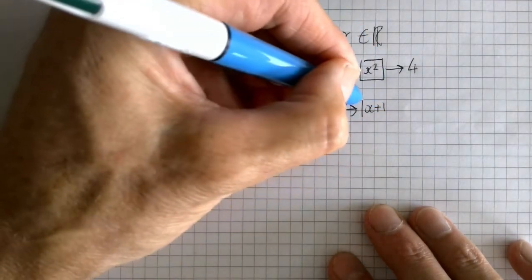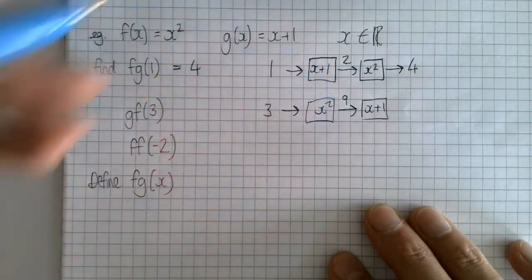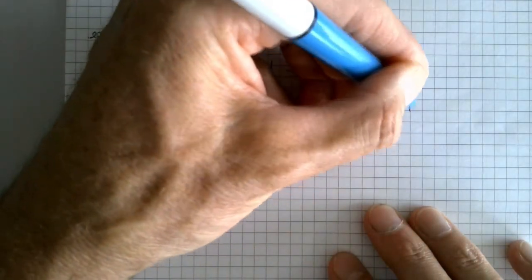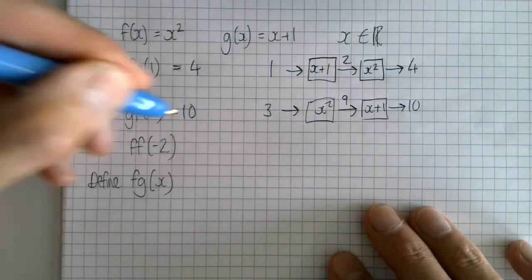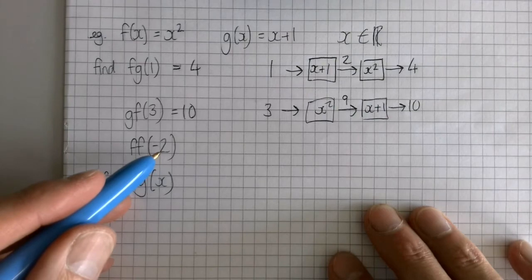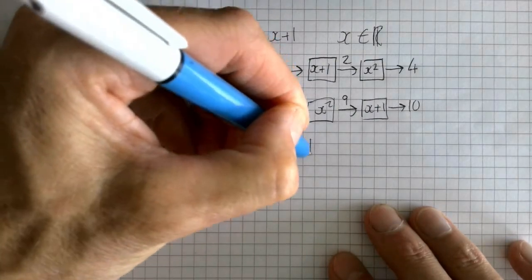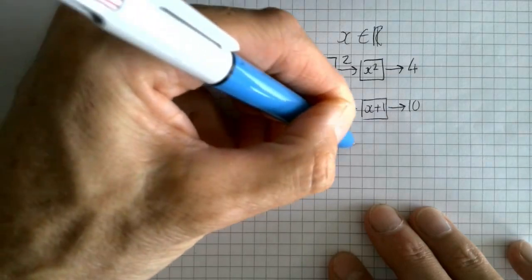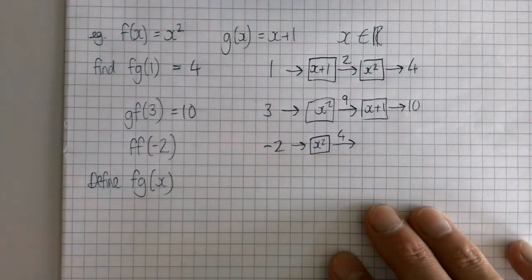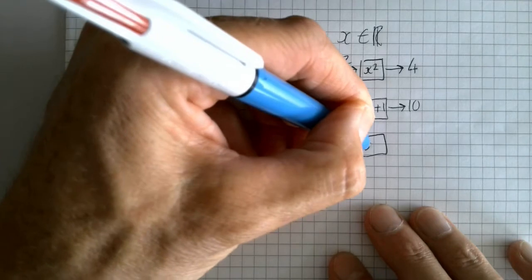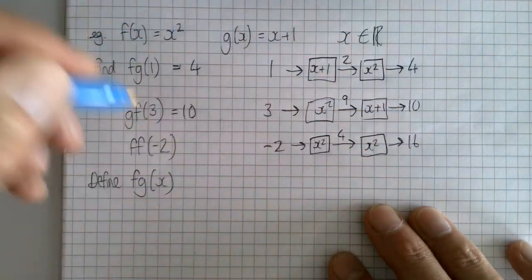X plus 1, sorry. Okay, so out will pop 10. And here I'm putting a minus 2 into f. So that's x squared, so out will pop a 4. And then it goes into x squared again. That will put equals 16.